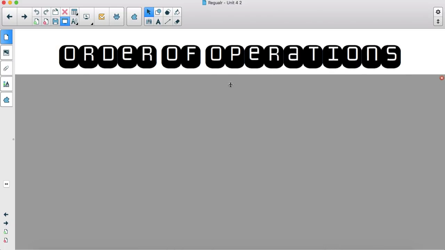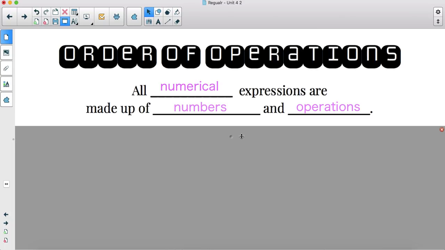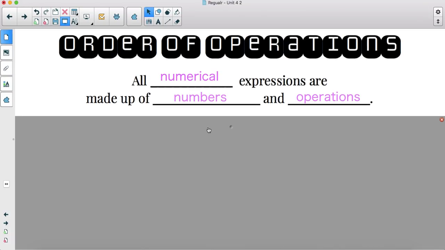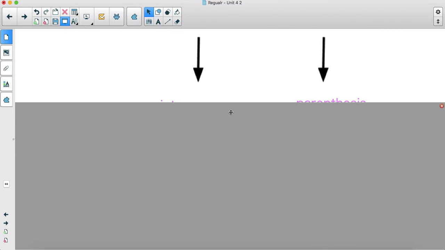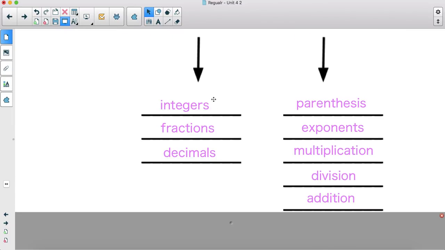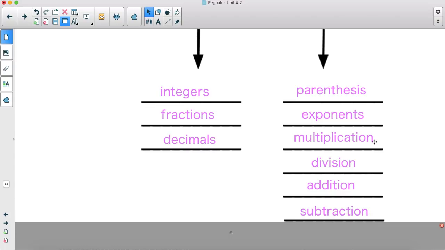So hopefully you remember, this is what we're talking about when we're talking about expressions. So all numerical, you want to write that in, numerical expressions are made up of numbers and operations. So this is important to know. And numbers can include any integers, fractions, or decimals. So any form of number that you can think of.